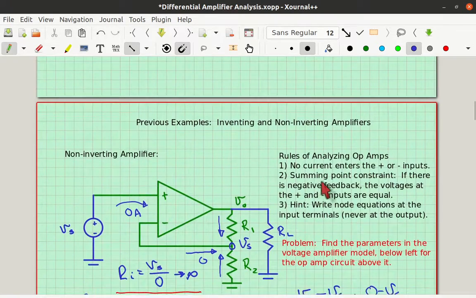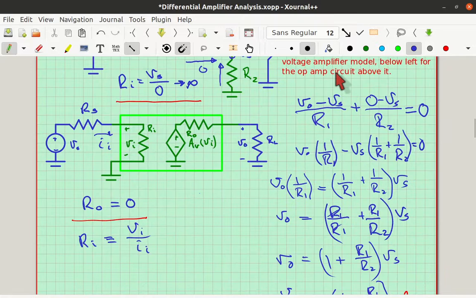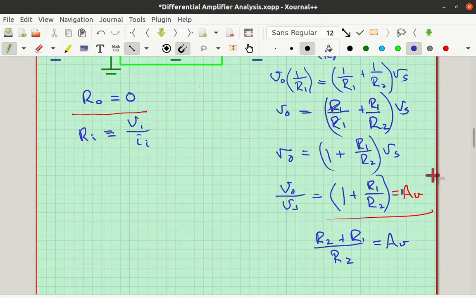Let's go look and review those amplifiers. So here was the non-inverting amplifier, and the gain for this non-inverting amplifier was this guy right here, which you could write like this if you wish.